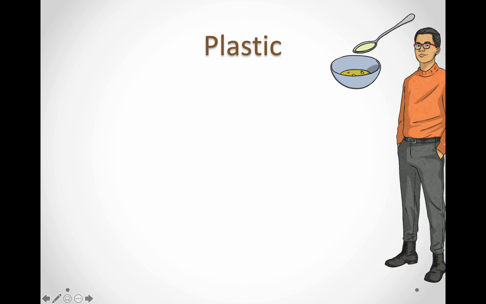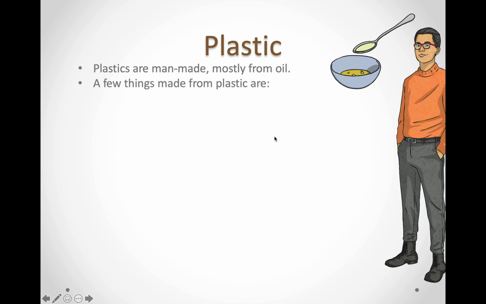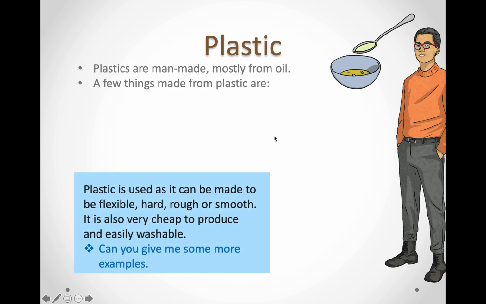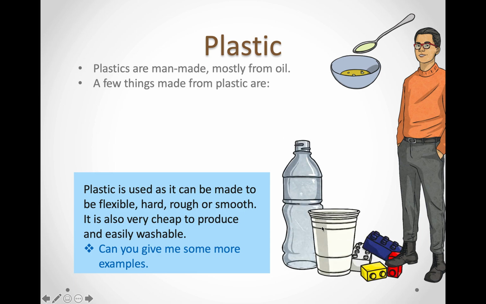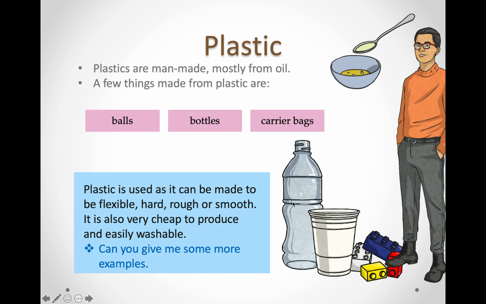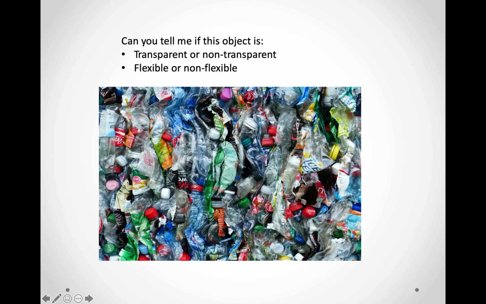Our next material is plastic. Plastics are man-made, mostly from oil. Here are a few things that are made out of plastic: bottles, cups, toys, and plastic is very flexible. But it can also be hard, rough, or even smooth. It can be washed very easily and it's also very cheap. Toys like balls, bottles, and carrier bags are all made out of plastic.